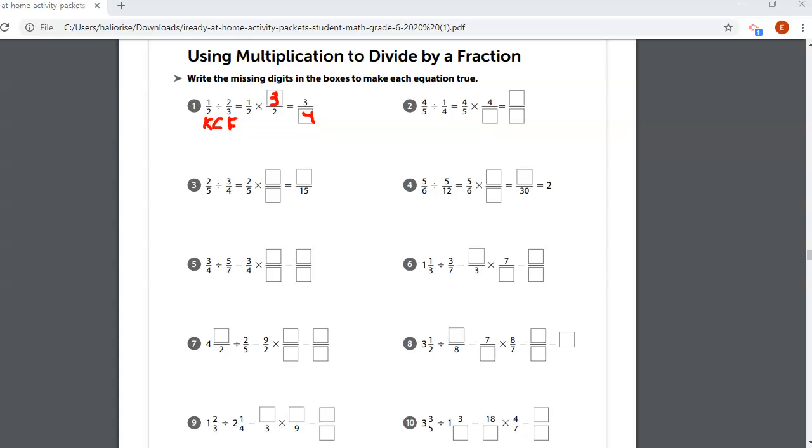So it might help you if you want to go through and just label all of them. Keep, change, flip. Ooh, not KCP. Well, that didn't work out as planned, but okay. K, C, F. I think it would help me. It's probably what I would have done when I was in 6th grade.